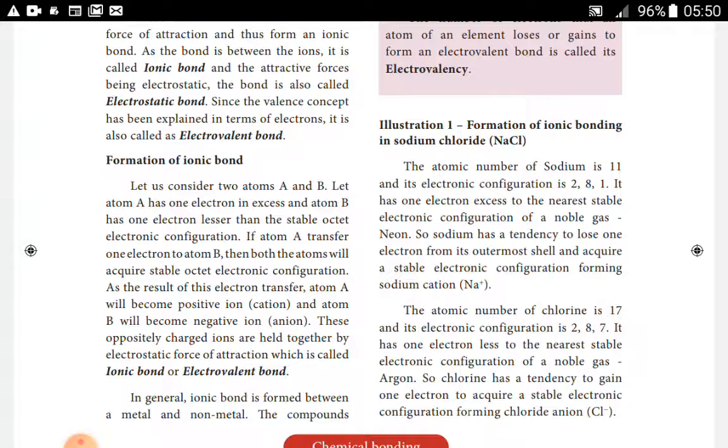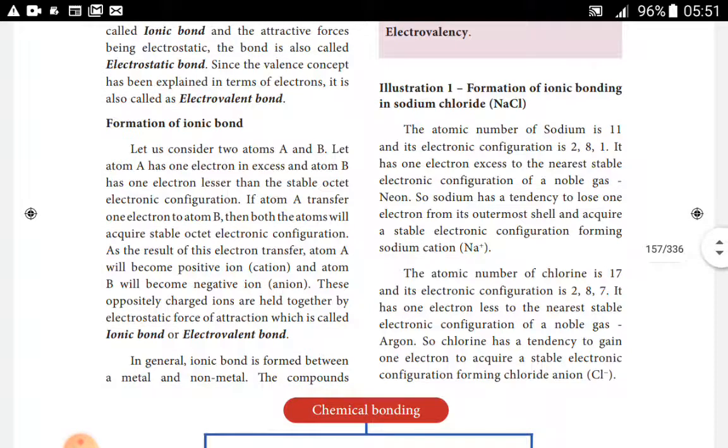Sodium chloride, formula NaCl. The atomic number of sodium is 11. That means number of protons 11, number of electrons 11. So the configuration can be written 2, 8, 1. 2 in the first shell, 8 in the next shell, then the M shell has 1 electron. So it has 1 electron in excess compared to the nearest noble gas, that is neon. The atomic number of neon is 10, so its configuration is 2, 8. So it has 1 electron excess compared to neon.